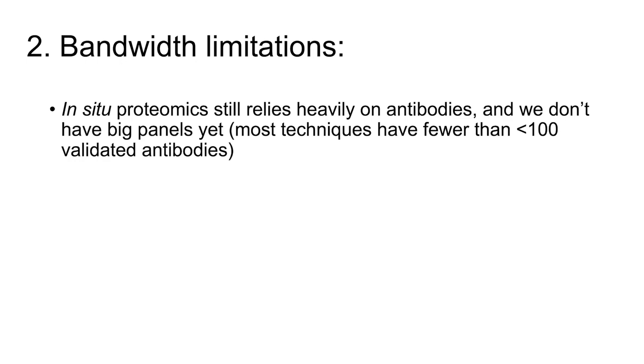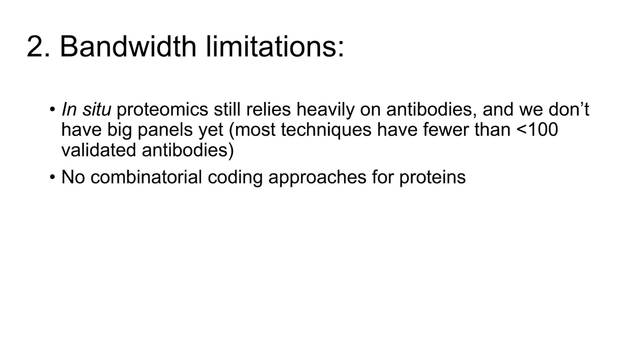Now, the companies are getting better at this. The panels have doubled in size in the year that I've been working on this. So hopefully that'll be exponential and not linear, but we'll see. Like I mentioned, there's no combinatorial coding approaches for proteins, so that means that even if we do get 1,000 different antibodies, we'll be imaging for a really long time.